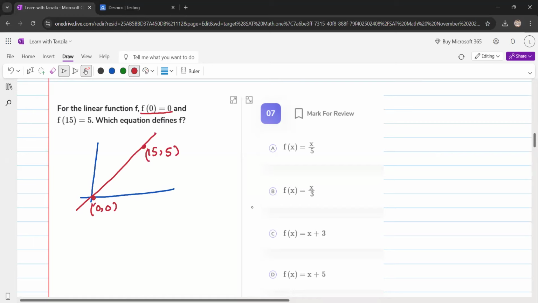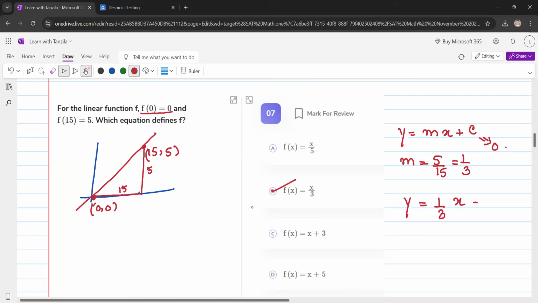So if you consider this triangle, the slope, okay, linear equation y equals mx plus c. Now the c intercept is already 0 because it's a proportional relationship, and you see it here as well. Now you have to find the slope. Slope is rise over run. The rise you can see is 5 and the run is 15. So it is 5 over 15, which is 1 over 3. So your equation becomes y equals 1 over 3 x, or f of x equals x over 3. Done?